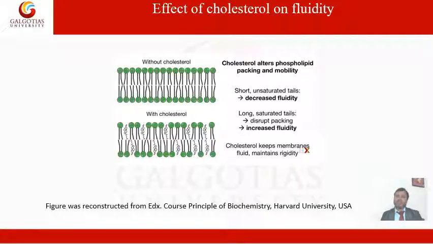We can also see here the effect of cholesterol on the fluidity. Cholesterol alters the phospholipid packing and mobility. If cholesterol is not present in the cell membrane, the cell membrane has very low fluidity. Short saturated tails decrease the fluidity, while long and unsaturated tails disturb the packing and increase the fluidity. So when cholesterol is present in the cell membrane, it will disturb the packing and provide more fluidity to the cell membrane. So cholesterol is responsible for the fluidity of the cell membrane, which can be explained by the fluid mosaic model.